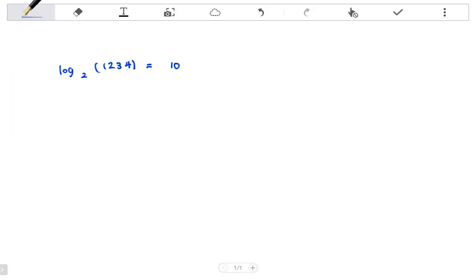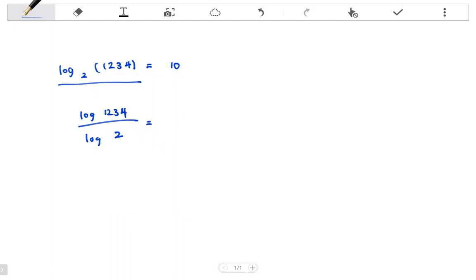Let's try this one. So the change of base rule tells us that we can rewrite this whole thing as log 1234 over log of 2, both with base 10, but we don't really write the base 10, right? So from here, we can just plug it in our calculator and solve it.